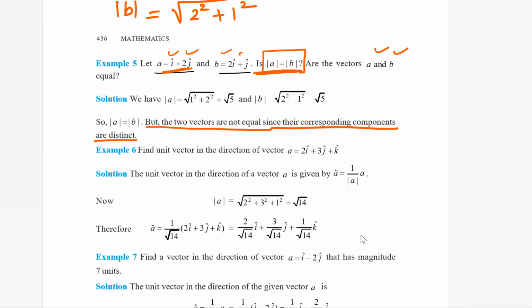Now example 6. Find a unit vector in the direction of the given vector. For finding the unit vector, denoted by A cap, A cap equals vector A upon modulus of A. First, we find the magnitude of A. Magnitude of A is the square root of 2 squared plus 3 squared plus 1 squared, which equals root 14. And A cap will be equal to A upon magnitude of A.